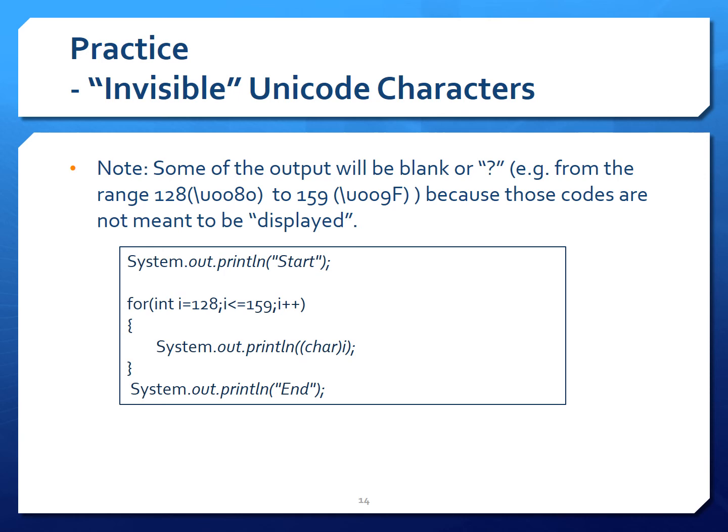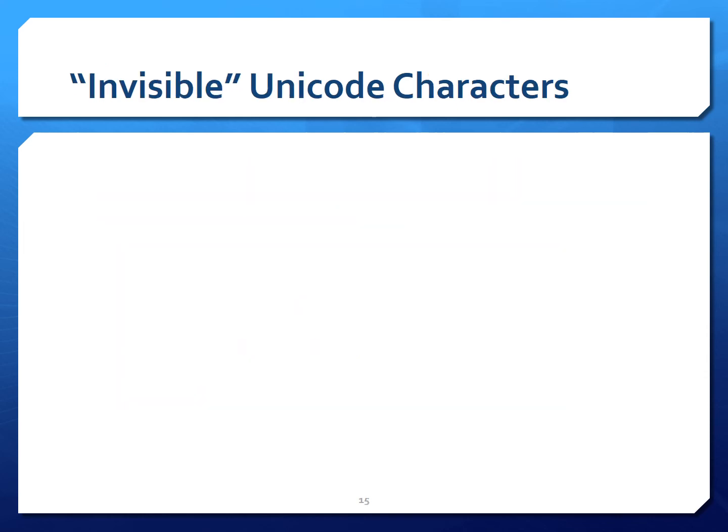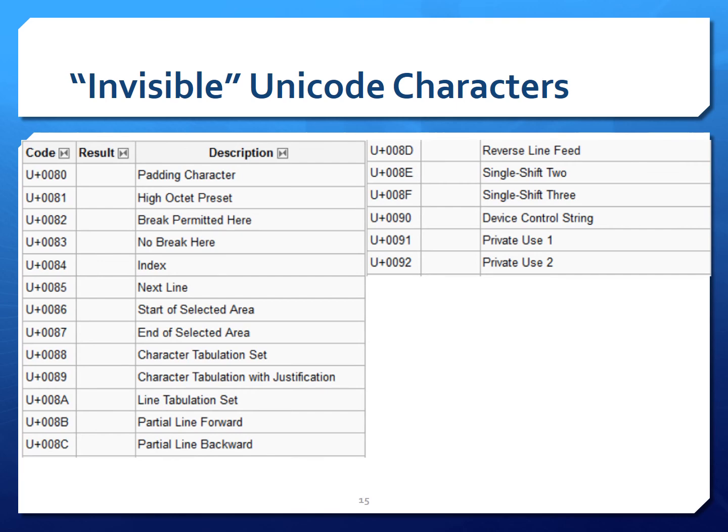You will notice that some of the output are blanks because those characters are not meant to be displayed. These are some examples of invisible Unicode characters. They are used for other communication purposes, for example, sending commands to a printer.